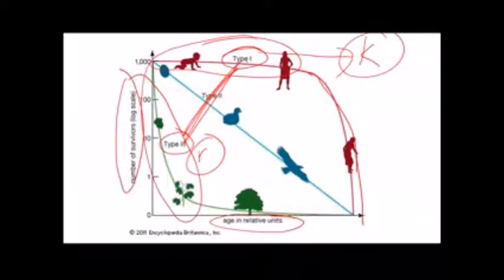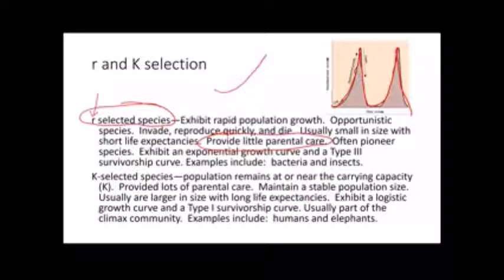Let's go back and talk about K-selected species. K-selected species, those organisms have a population that remains at or near the carrying capacity. They tend to provide lots of parental care. They tend to maintain a stable population size over time. Usually they're larger organisms in terms of size, and they usually have long life expectancies. They exhibit logistic growth, so they get that S-shaped growth curve, and they have the type 1 survivorship curve.